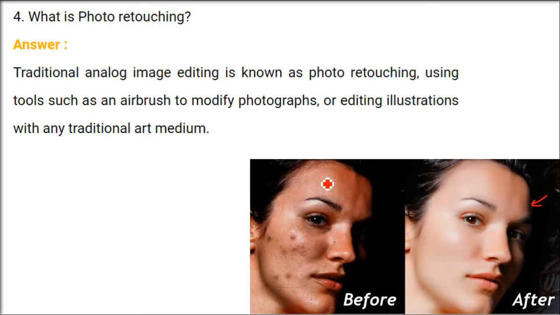As I said, there is some darkness which should not be there. If a proper light photo had been taken, she would look more like the right one than the left one. And as I said, these marks may come and they may go. So photo retouching is all about showing the photo the way it should be, or making the photo more appealing, more deliverable, more presentable. Traditional analog image editing is known as photo retouching. Initially we used to do photo retouching mainly in Photoshop, and here we will have airbrush.